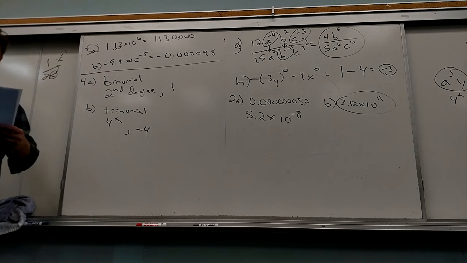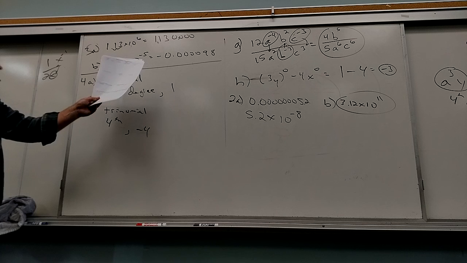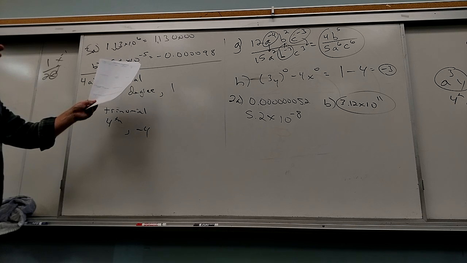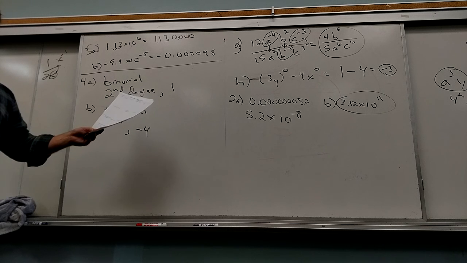How did you get 4th for the degree you have on B? Oh, B, what's the degree of the first one? 3rd. What's the degree of the second one? 4th. And the degree of the last one? 1st. So what's the highest degree of C? Oh, gotcha. 4th.